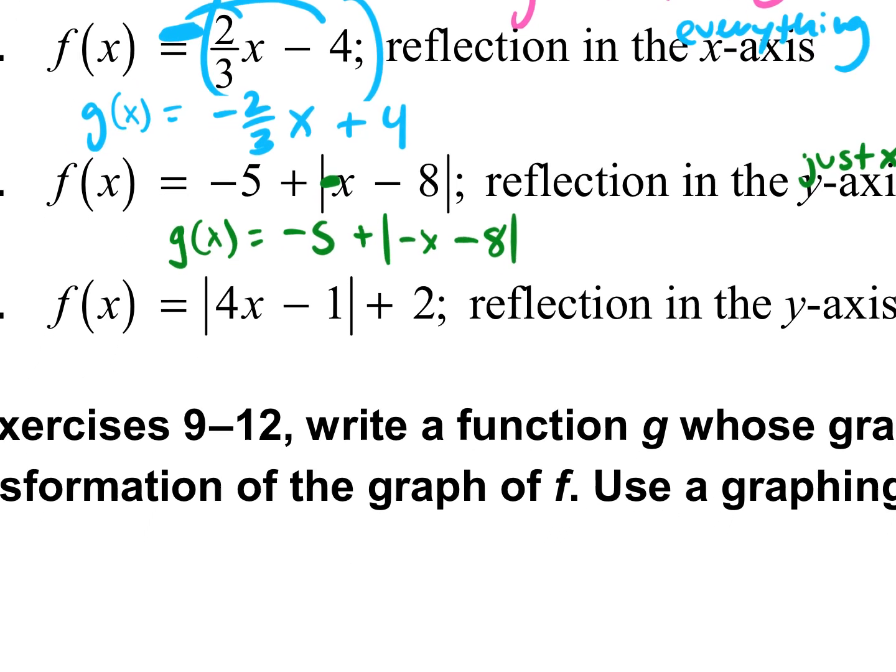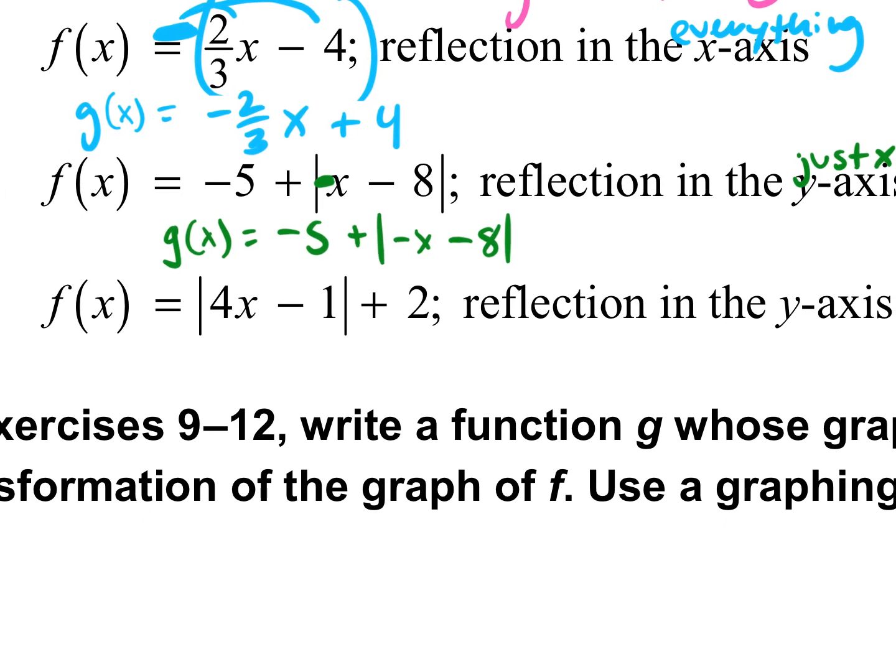And then again, we have a reflection in the y-axis. So what gets the negative? Just the x. So just the x is going to get the negative. So what would our answer here be? The absolute value of negative 4x minus 1 plus 2. Perfect. The absolute value of negative 4x minus 1 plus 2. Perfect. Good job.